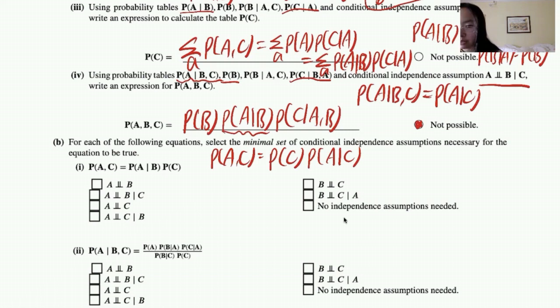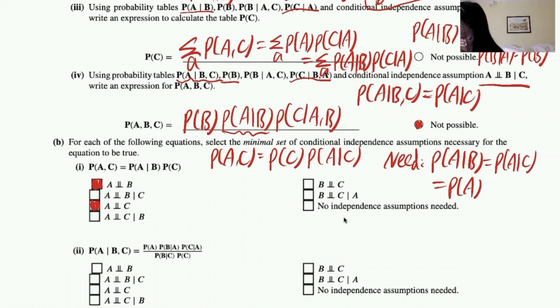So basically to make the left and right hand sides equal, we need to make sure that probability of A given B is equal to probability of A given C. The idea here is that if A is independent of B and also A is independent of C, then both of these two probabilities are equal to probability of A. Then the equation becomes true.